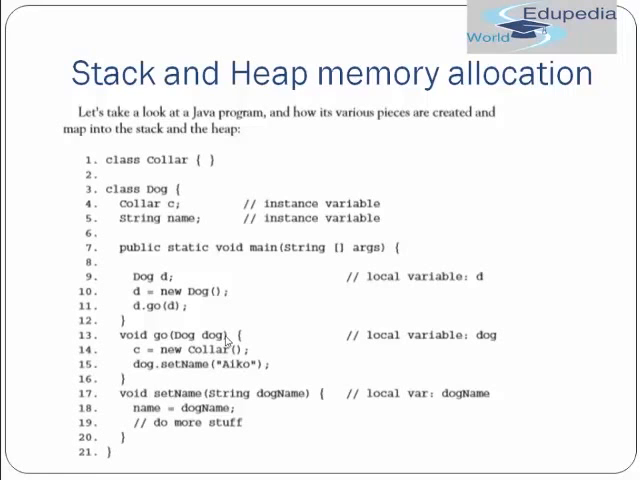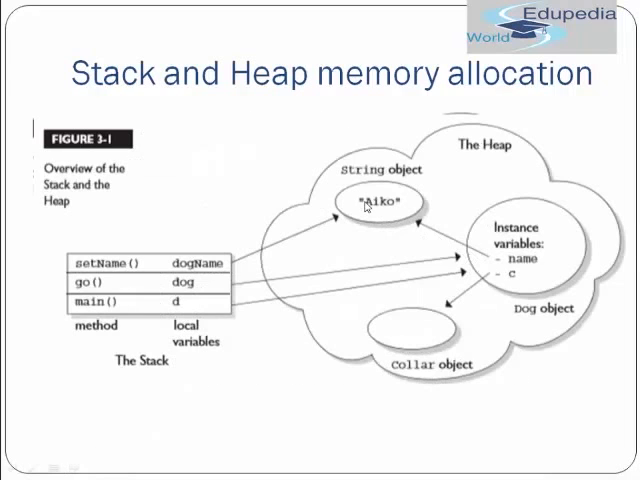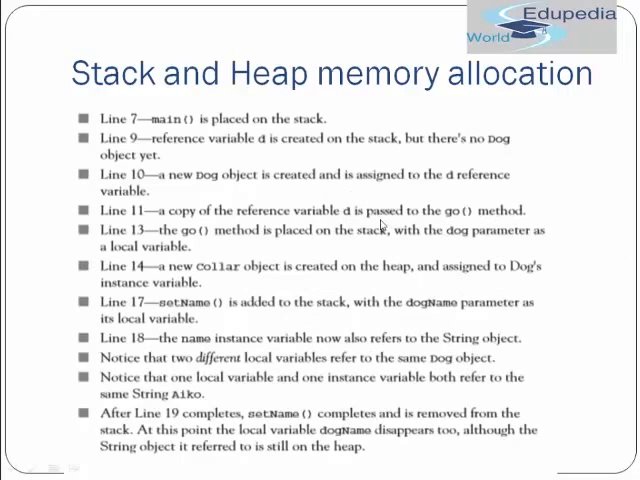So that's why if you make any change in dog, the changes will also be reflected in d as well. Okay, notice that one local variable and one instance variable both refer to the same ICO. Similarly, name over here is also referring to ICO and dog name over here is also referring to ICO, which is a string object.